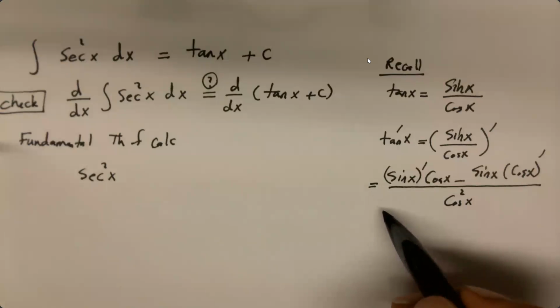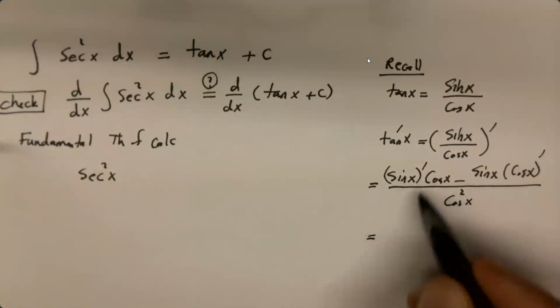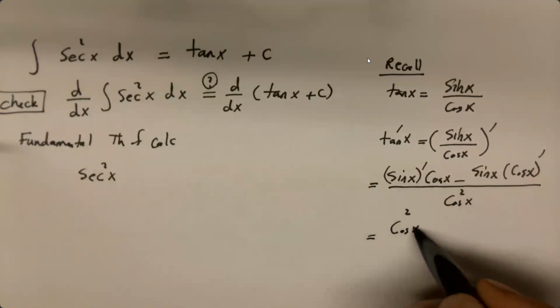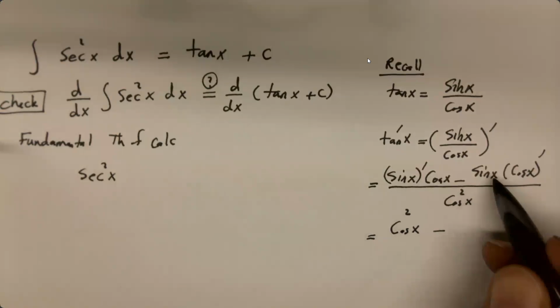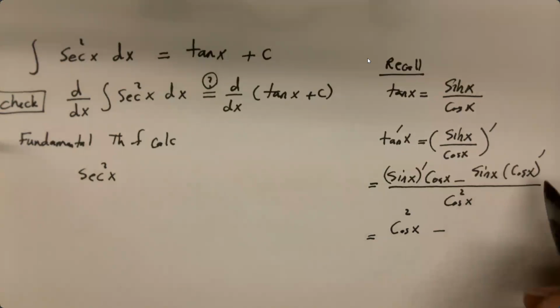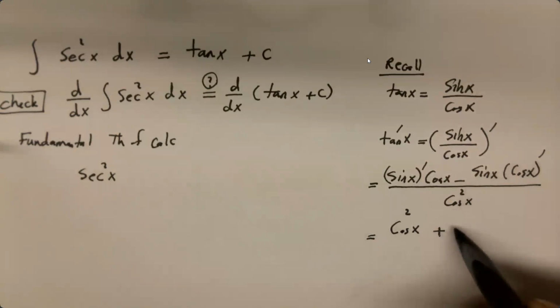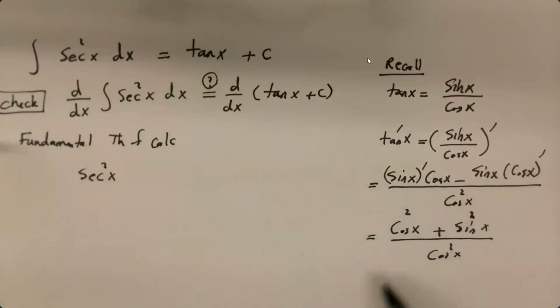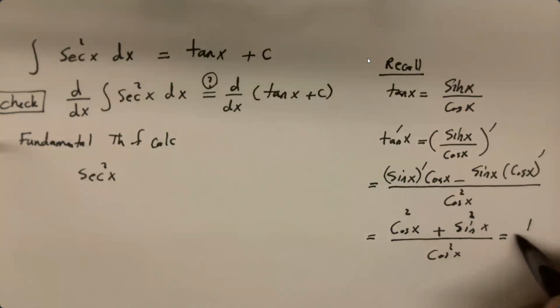So this is equal to the derivative of sine, which is cosine, so you get cosine to the second power, minus sine times the derivative of cosine, which is negative sine, so you get plus sine squared of x, all divided by cosine squared of x. But note that because of a trig identity, on the numerator you're left with 1. So here you have 1 divided by cosine squared of x.